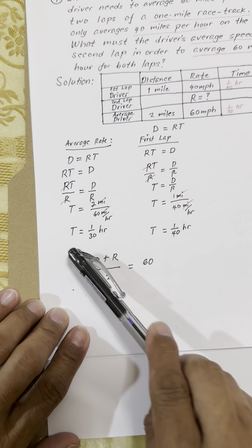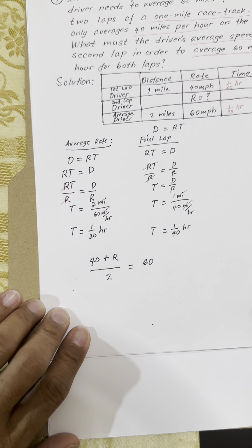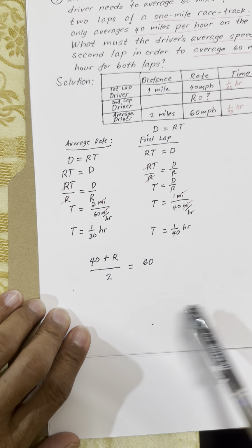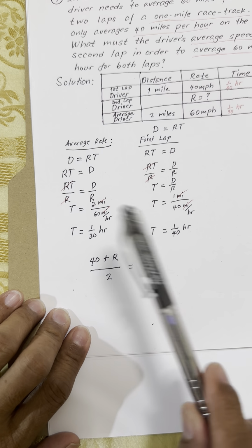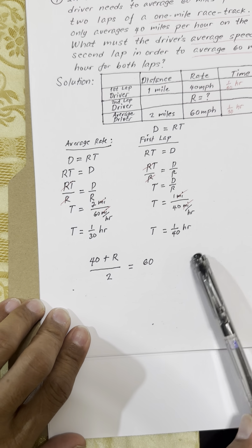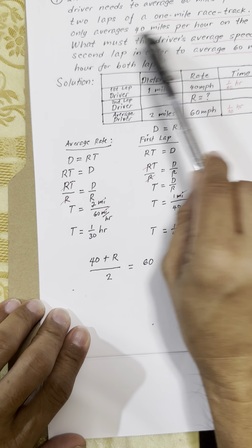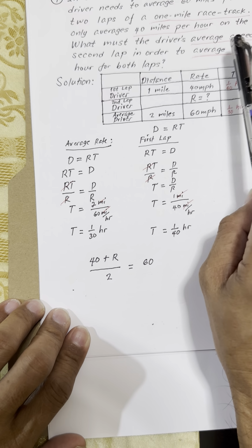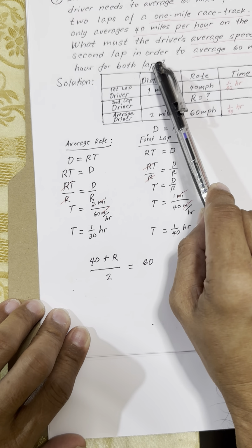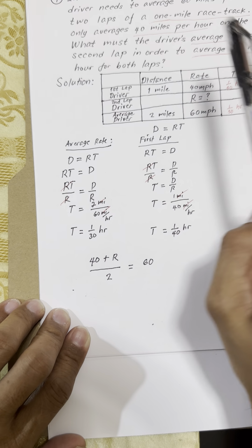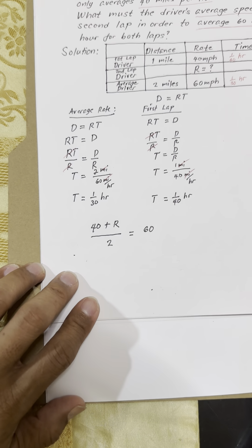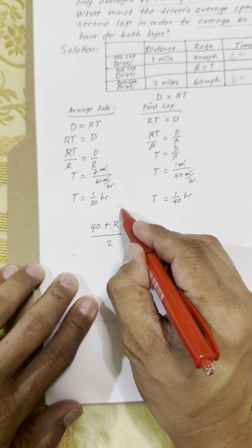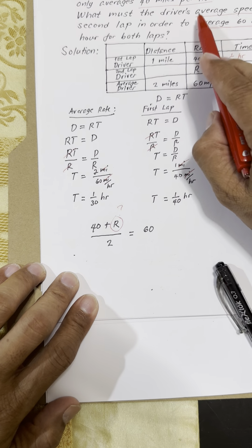Okay, so actually you only need this one, but what I'm showing you here is just in case that you cannot figure out how to solve this problem, but while doing this, you will be led to this one. Now as you read the problem over and over again, you can figure out how to solve this problem by understanding this part of the question: what must be the driver's average speed for the second lap in order to average 60 miles per hour for both laps. So we have here the equation. Actually, we're just looking for this value. So that is what is asked in the problem.